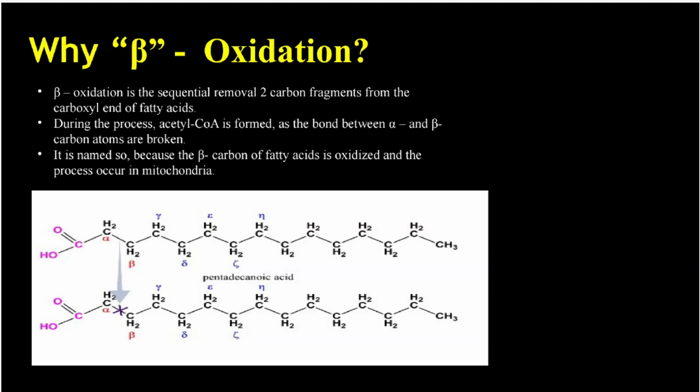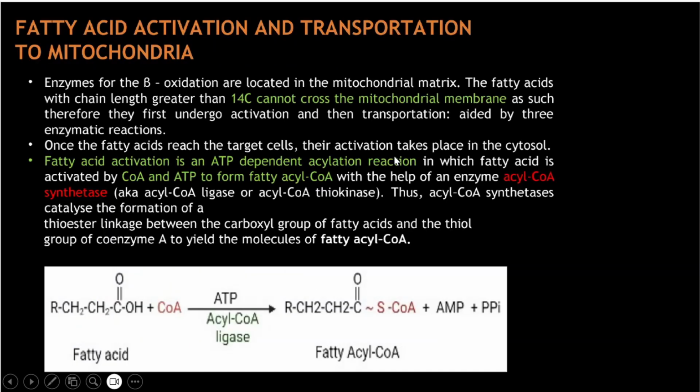I hope you have read it from the lectures. We'll directly go to the fatty acid activation and transportation to mitochondria. I'll not discuss beta oxidation in detail, but how these fatty acid molecules reach the mitochondria, we will cover that. The enzymes of beta oxidation, as I already told you, are located in the mitochondrial matrix.